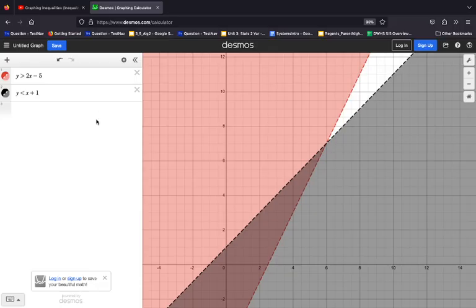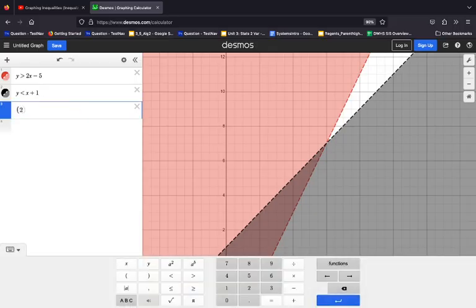So for example, if I was testing (2, 2), (2, 2) is here, it falls in the double shading, it is a solution. If I was testing (1, 4), (1, 4) is here. It's in the red shading, but that's not where our shading overlaps, so that would not be a solution. It needs to be where the shading overlaps to be a solution for the system when we have two inequalities on the same grid.